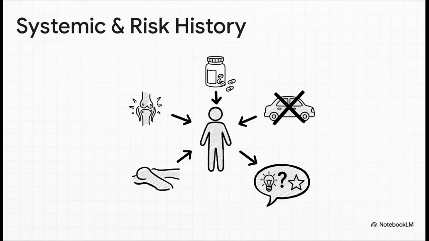Next, zoom out and think systemically. Scleritis is strongly linked to autoimmune diseases, so you have to ask about them. In this scenario, the patient has rheumatoid arthritis and is on methotrexate. You also need to ask about her ideas, concerns, and expectations. What's really worrying her about all this?